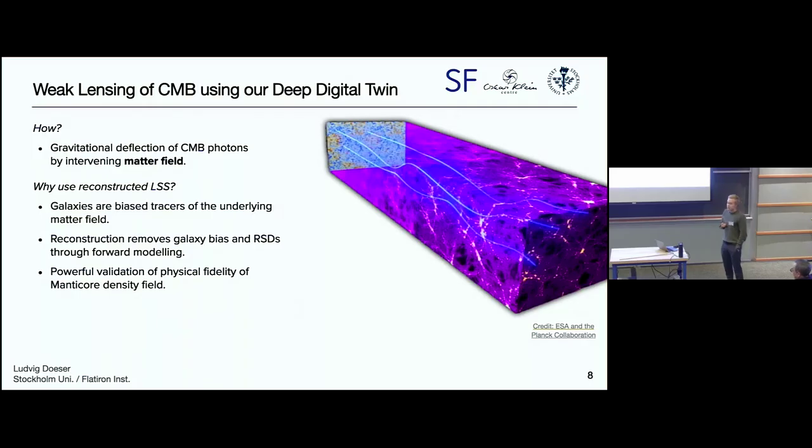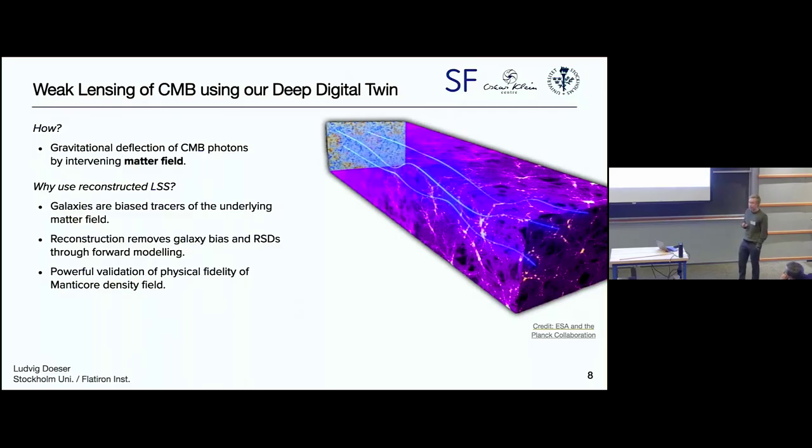So I don't need to explain to you what CMB lensing is, but why is it useful to have access to a logical structure that is the digital twin that we have created? Well, first of all, galaxies that we observe, we have heard of cross-correlations between galaxies and CMB lensing, but the galaxies themselves are bias tracers of the underlying matter field, which is the one that's actually deflecting these CMB photons. So what the reconstruction effectively does, given a certain forward model that we have, it removes the effect of galaxy bias and redshift space distortions.